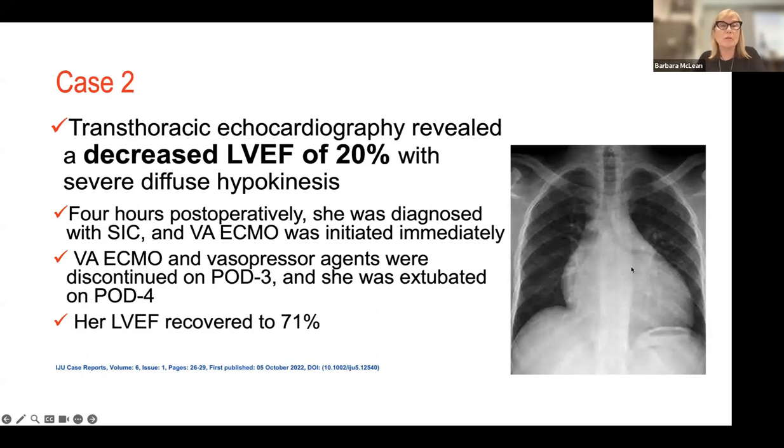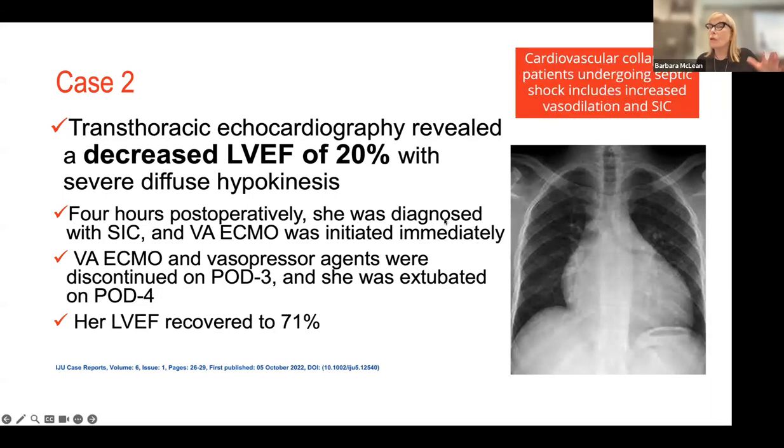She's diagnosed with sepsis-induced cardiomyopathy, and they cannulated her and started her on VA ECMO immediately. So really, literally, within 8 hours of admission, she's on VA ECMO. She stays on VA ECMO and vasopressors and ventilation, but VA ECMO and vasopressors are discontinued on post-op day 3. She's extubated on post-op day 4, and her left ventricular ejection fraction recovered to even greater than it was before, 71%. Okay, so really important to remember, cardiovascular collapse plus indices of sepsis must always be evaluated for sepsis-induced cardiomyopathy.